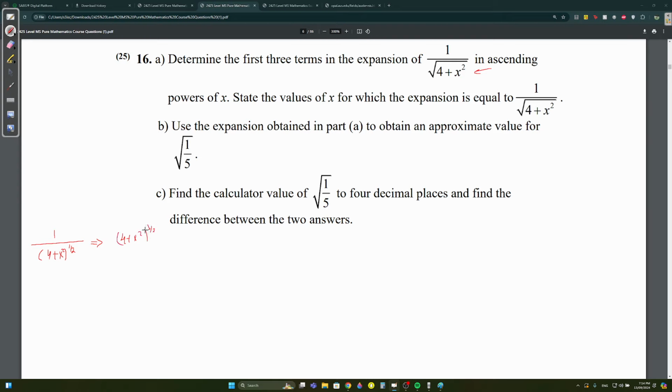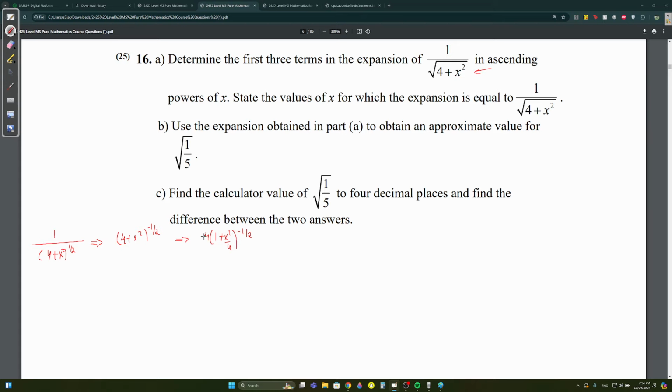Okay, if you expand from negative 1 over 2. Can we expand? No, we can't. 4 is our first digit. So what do we have to do? Take it out. Right? So this is going to be equal to 4 times 1 plus x squared over 4 to the power of minus half. Remember, this 4 is still part of this minus half.